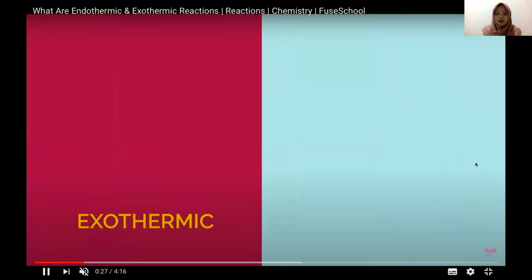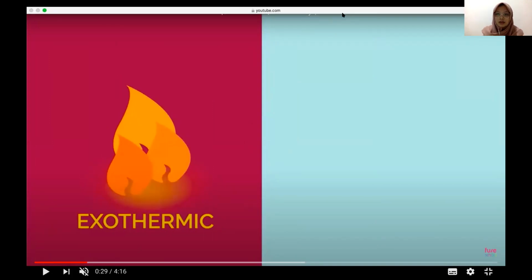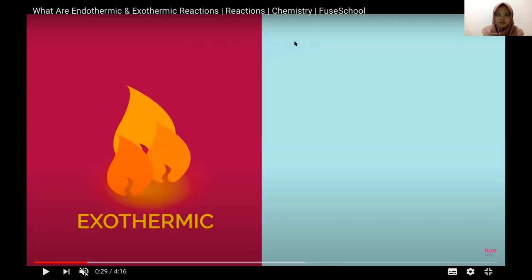Okay, first we have exothermic. Exothermic means giving out heat energy to the environment. Like this, fire is giving out heat to the environment, and the environment becomes hot. If we go camping, we can burn something in a campfire. We can feel the warmth from the campfire.